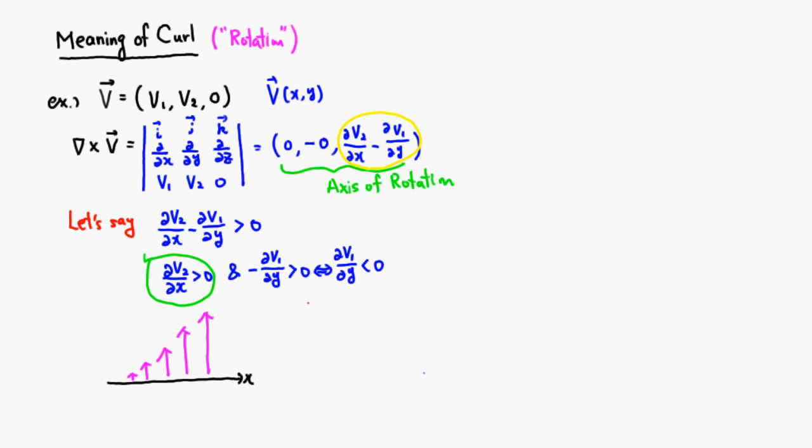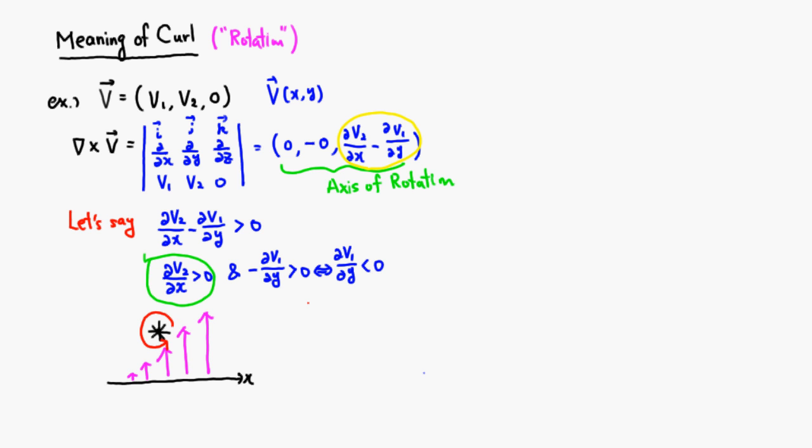And think of a turbine of some sort right here. You can see that the push or flow on the left of the turbine is going to be less than the flow on the right of the turbine, which creates a counterclockwise rotation. So the partial of v2 with respect to x being greater than 0 indicates the counterclockwise rotation.